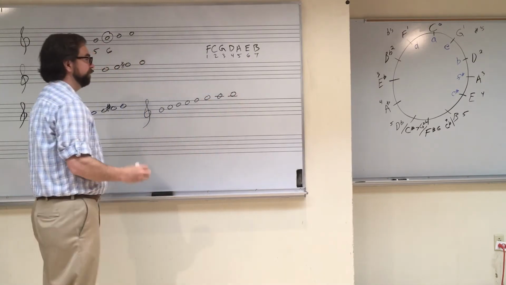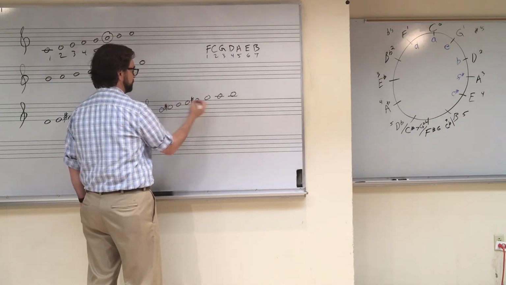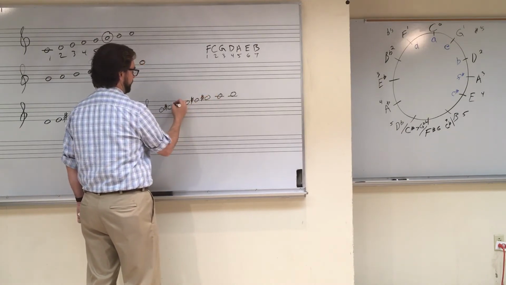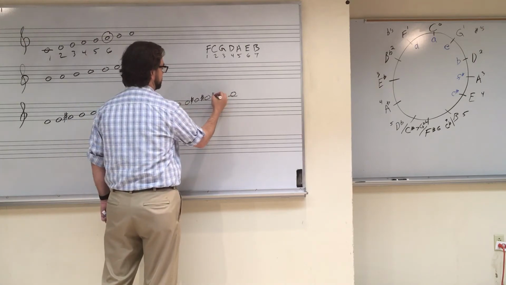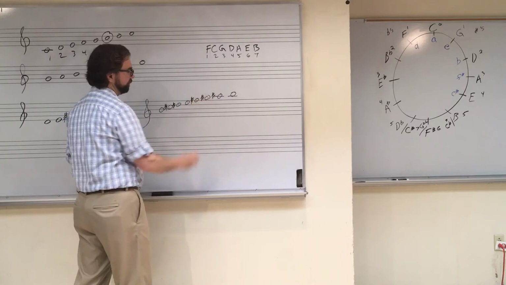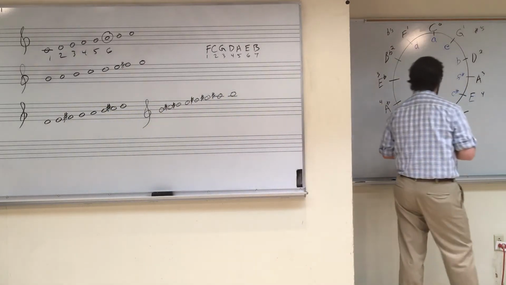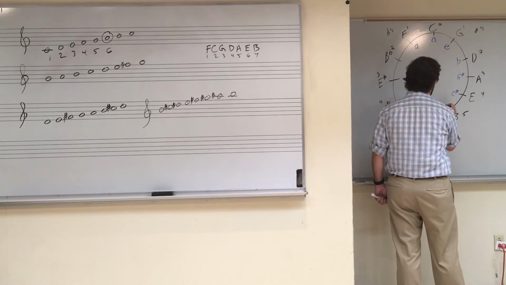Okay, so first of all, I need my 5 sharps. So F, C, G, D, and A. And now I count up 6 scale degrees: 1, 2, 3, 4, 5, 6. G sharp. So now we have kind of a weird key of G sharp minor, right?